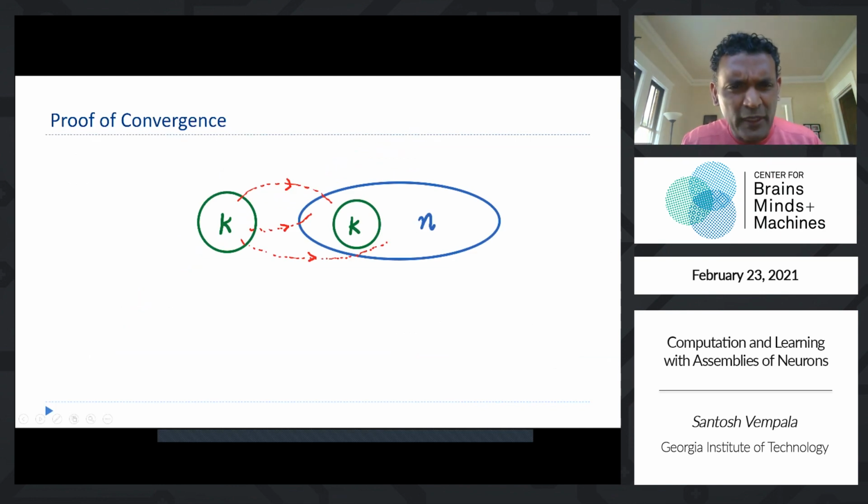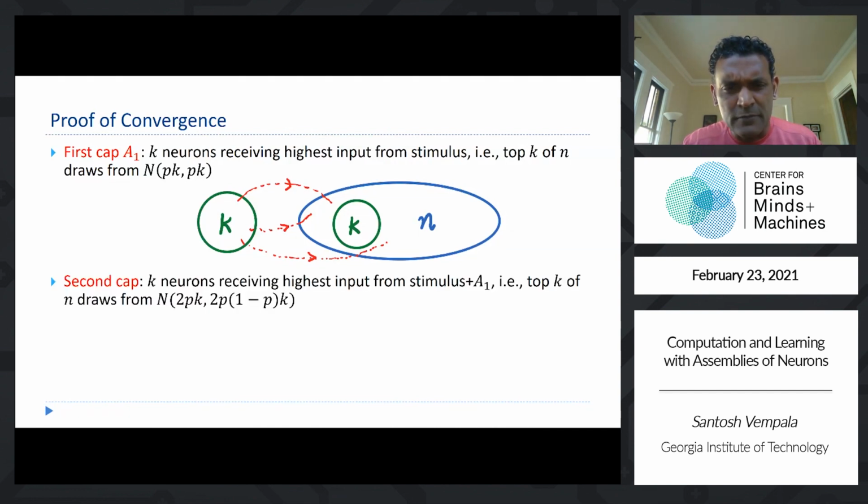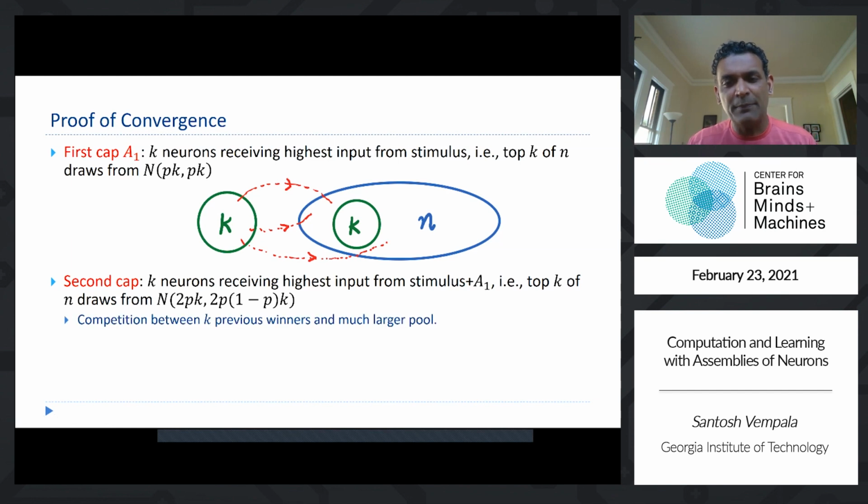Okay, very quickly, the proof of convergence goes more or less like this. The first cap is the K highest ones out of the N. Now, the second cap receives input from these K as well as from the outside still. So we can approximate this with a Gaussian whose mean is now 2pK, p because of the edge probability, and whose variance is 2p(1 minus p)K. Now there is this competition between the K previous winners. They have a slight advantage, because they were the ones that got the most input from the outside K.